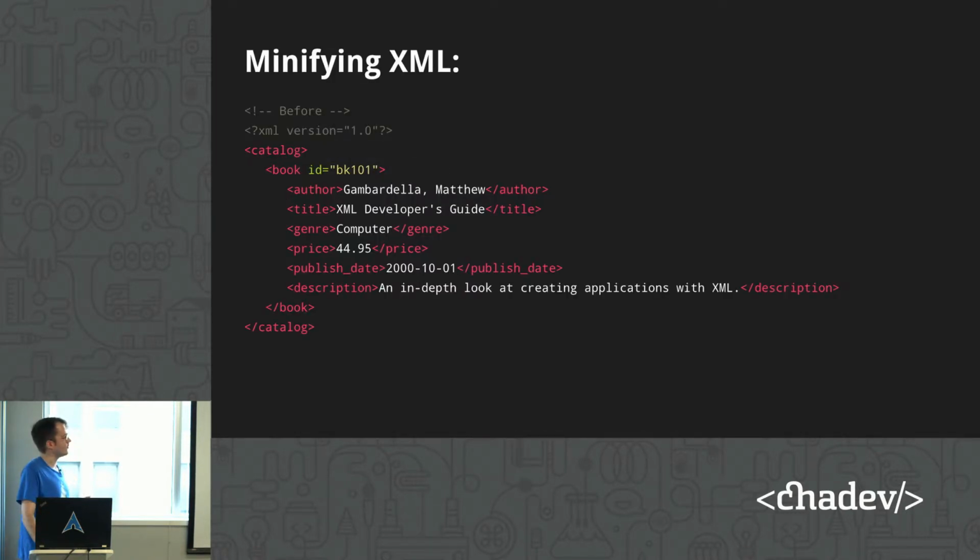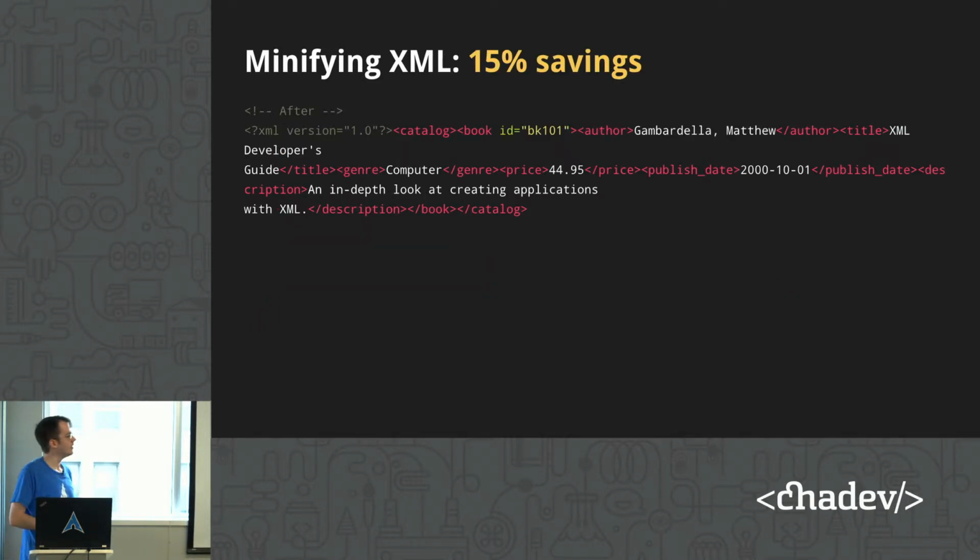And like I said before, XML has these big bulky tags that make it kind of tough to minify. So once you've done the best that you can hope for, which is eliminating white space, you get 15% savings. Not a huge gain, but still something, especially when you're dealing with large amounts of XML data, which, when are you not dealing with large amounts of XML data?